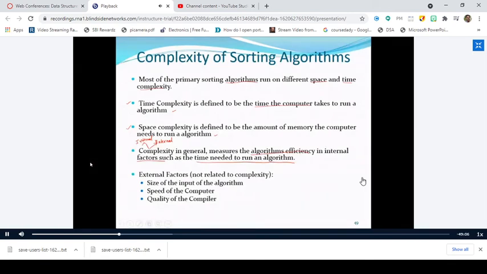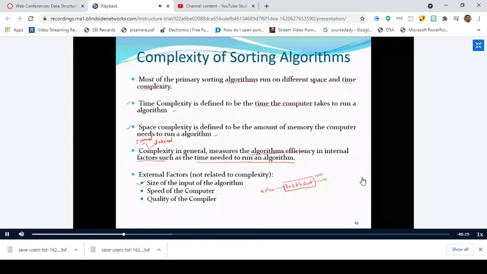Let us see what these external factors are. It depends on the size of the input of the algorithm. For example, take one sorting algorithm. Let us take the simple sorting algorithm, which is bubble sort. Assume that you have given 10 elements as the input to my bubble sort algorithm, and assume that the total time taken to sort these 10 elements is 10 milliseconds. This is just an assumption, right?